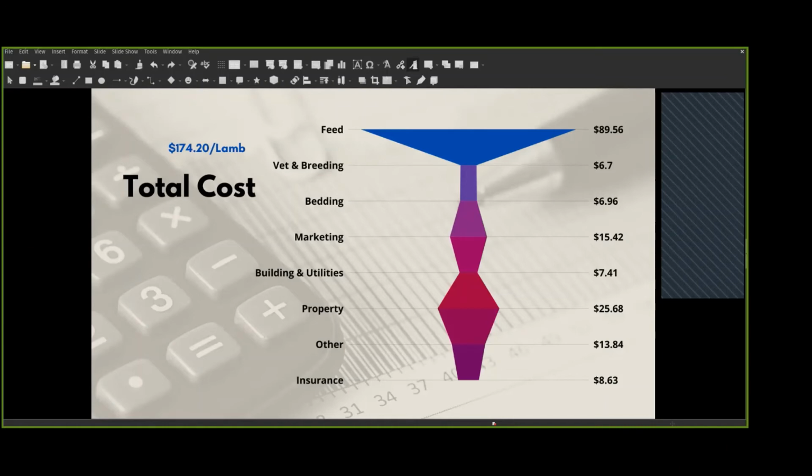The marketing, again, as shown before, same with bedding and the breeding, vet, and feed costs. The other costs would include some of those other items I listed before. So the $13.84 is going to include vehicle, office expenses, the guardian dogs, and a couple of other minor miscellaneous categories that happen every year. And the combined total in that case comes out to $174.20 per marketable lamb.